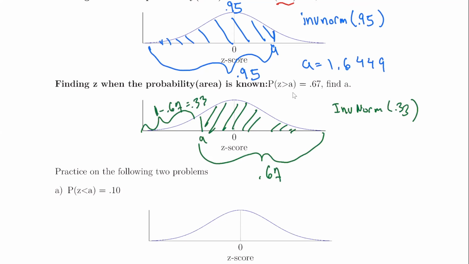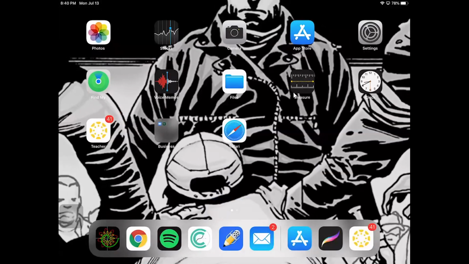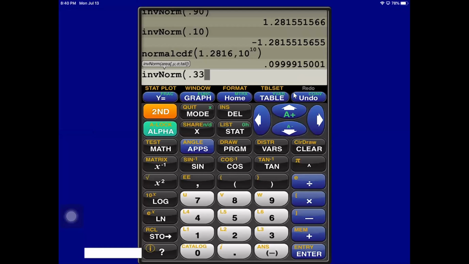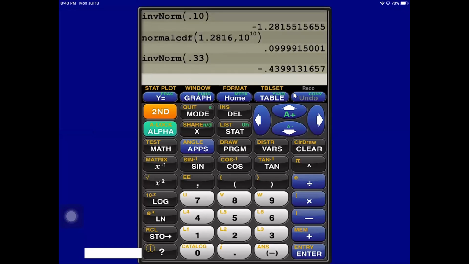If you have the newer TI-84s, they actually let you choose the left side, right side, or center. So if you have the new one, you have that option. But if you have the TI-84 Plus and down, you don't have those options. All right, so we're going to do inverse norm 0.33. Second, bars, inverse norm 0.33. If you're looking for an answer, we get negative 0.4399.